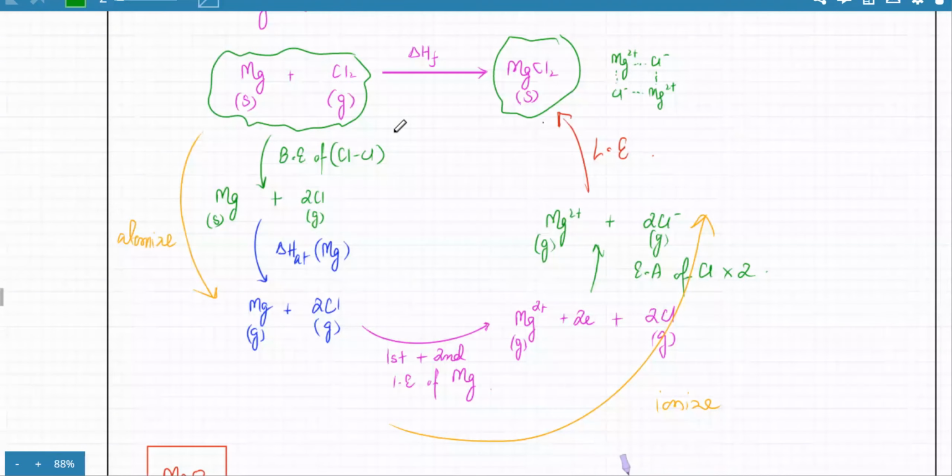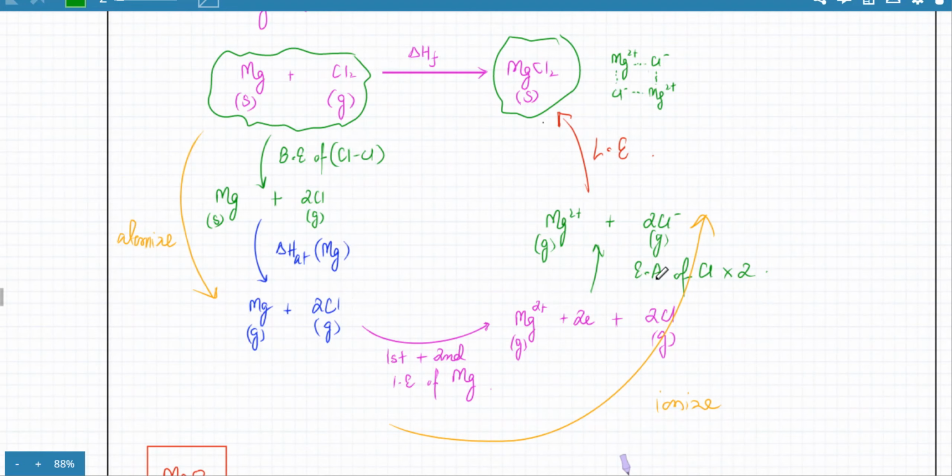The other way is the stepwise, detailed method of making MgCl2. First, you break the bonds of Mg and the bonds of Cl2, and you atomize the two substances. The metallic bonds in Mg break, and that's the enthalpy of atomization of Mg. The Cl-Cl bonds also break, giving you gaseous Cl atoms. Once you've made these gaseous atoms, you're going to ionize them.